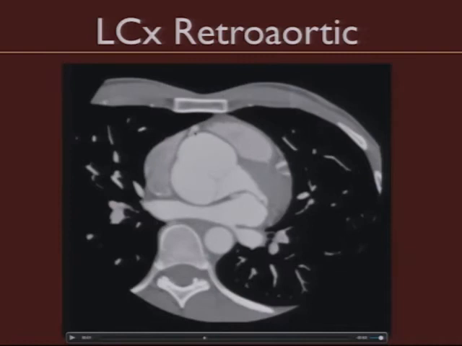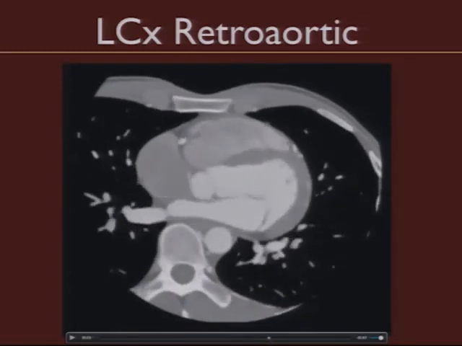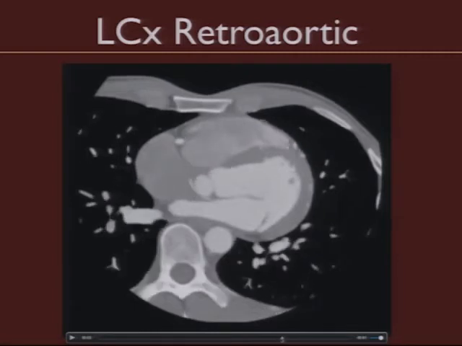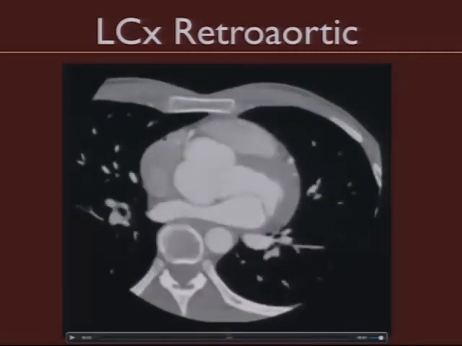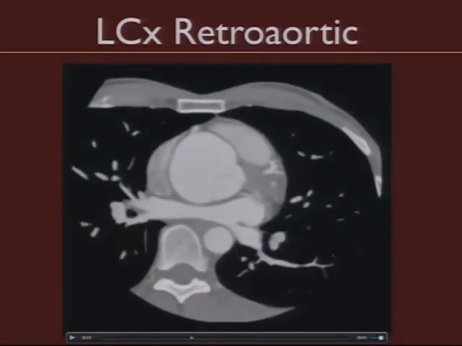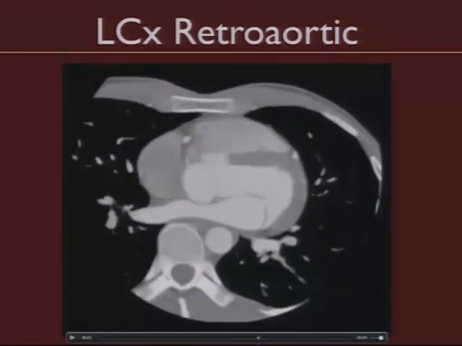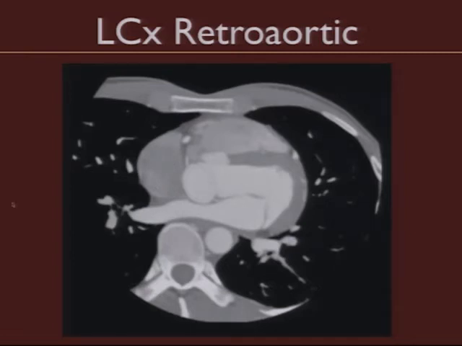You can see that there's a coronary artery arising here from the very proximal RCA and is actually traversing posterior at the level of the aortic valve around the back of the aorta to go over and supply into the left atrioventricular groove. So this is a left circumflex. And as you can imagine, this is very important in this patient who's going to be having aortic surgery to make sure that they don't injure the left circumflex coronary artery at the time of surgery.